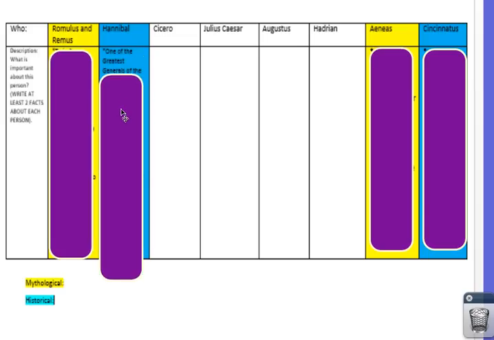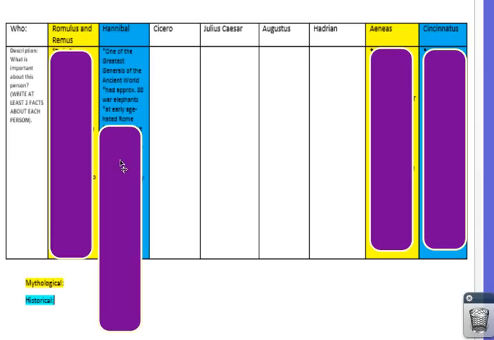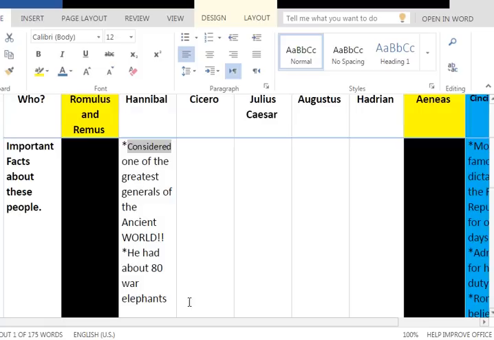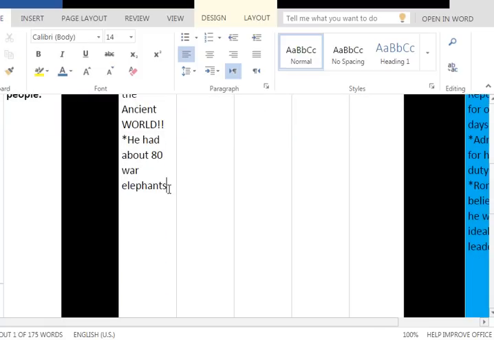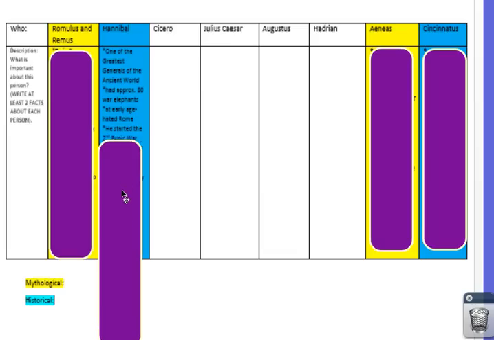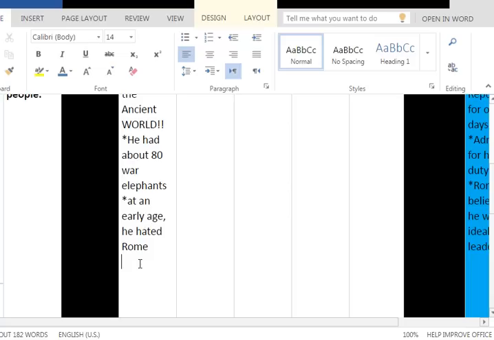So we have that Hannibal was one of the greatest generals of the ancient world. He had about 80 war elephants. At an early age, he was taught to hate Rome. So that's going to be our next fact that we write down. Alright, so I have my fact. At an early age, he hated Rome. Alright, next one. He started the Second Punic War. This happened whenever he invaded Rome's ally. So that's going to be our next fact.